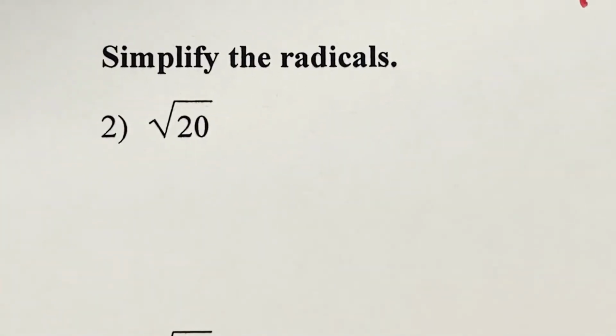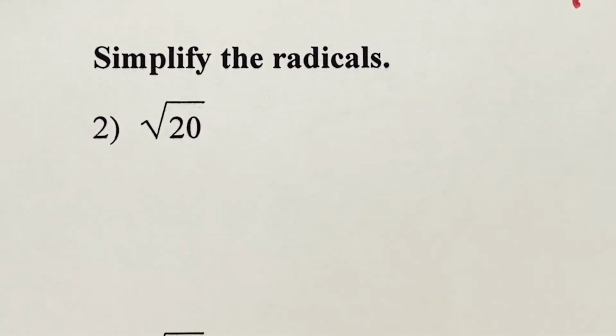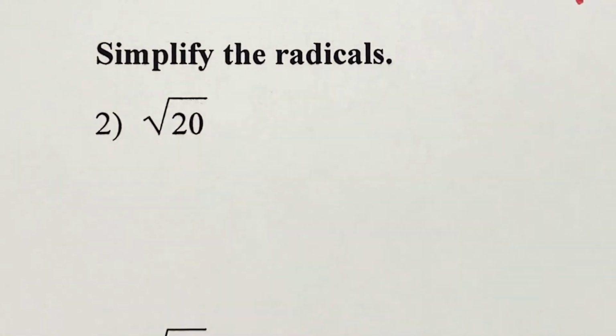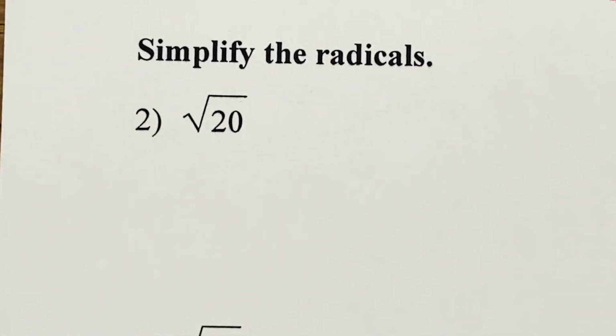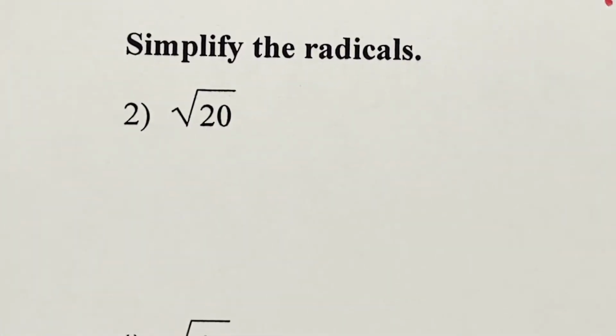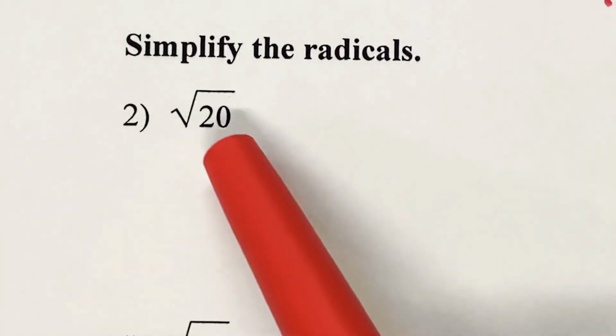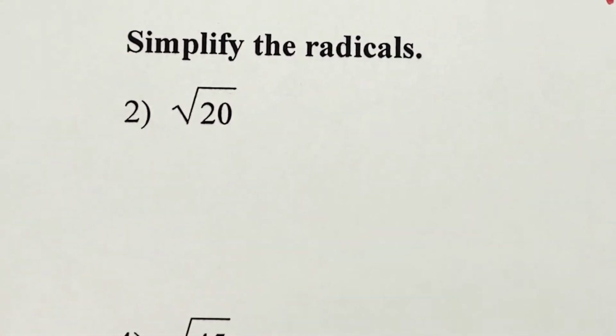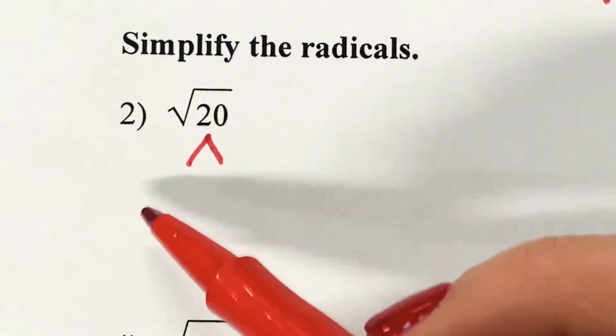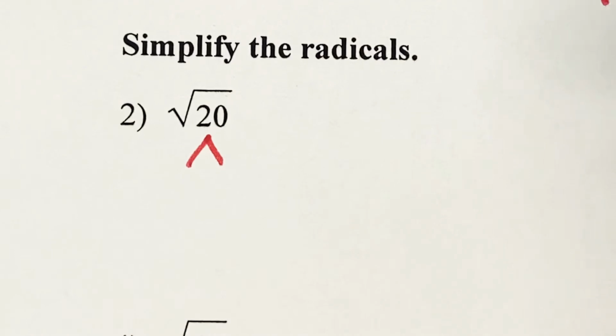Okay, so number 2, it's asking us to simplify the radical, which basically means find the square root of this number. Okay, well 20 is not a number on our list, right? It jumped from 16 to 25. So 20 is not a perfect square number. Okay, but that's okay. All we're trying to do is find pairs that can pair up and leave the radical, right? So the first thing we need to do is we need to start breaking 20 down. And when we break it down, that means we're dividing it.